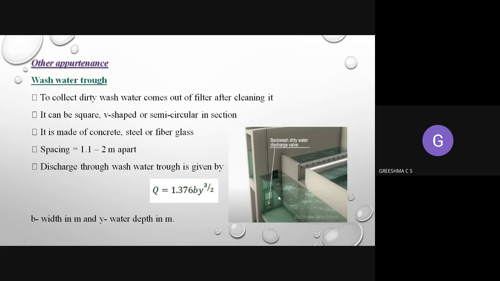So this is that wash water trough. Okay, wash water trough, that means to drain off all the dirty water during the backwashing. Okay, so that is the wash water trough. So there is a trough. Okay, so water will be drained through this trough.